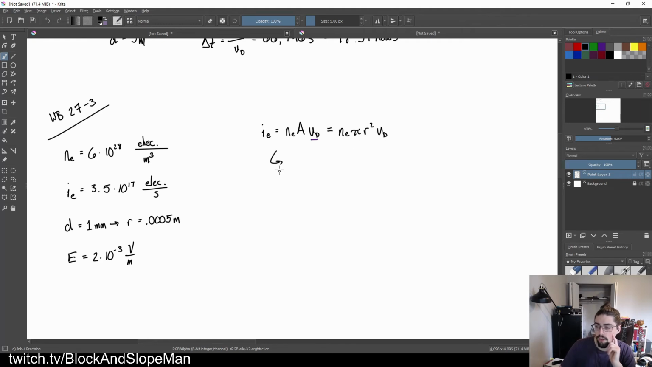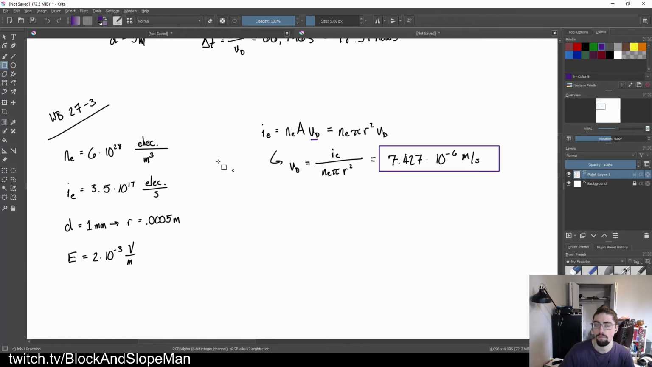Now that we've got all of that, let's solve this thing out for v_d. Number density, pi r squared. Got everything in there. Plug those values in, and we should be expecting to find something kind of close to what we had found for that last problem. Now I'm finding something like 7.427 times 10 to the negative 6th meters per second, which is not so far off from what we had just found. Okay, and once we have that value, going on to part B will be a little bit easier.